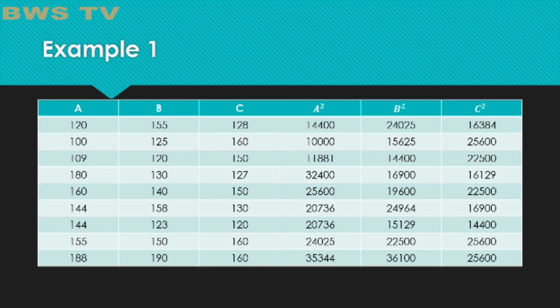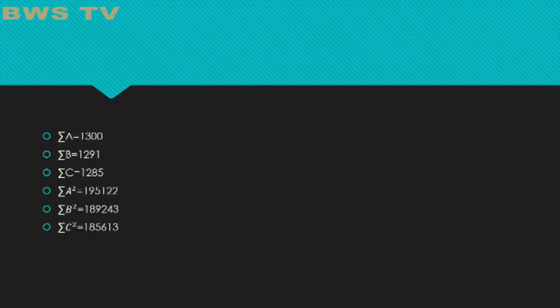Example number 1. In this table, you can see the letters A, B, C, A squared, B squared, and C squared. To get the summation of A, you need to add all the given numbers in column A. Also do the same for letters B, C, A squared, B squared, and C squared.